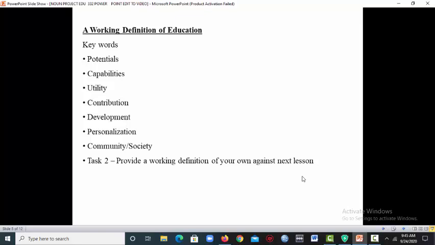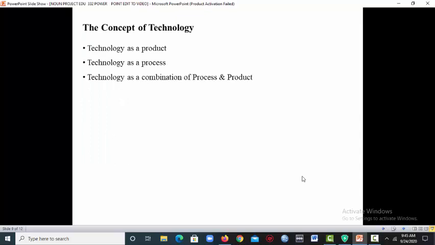So now let us try and look at what we can call a working definition of education. To me, education should be that which recognizes the fact that somebody has potentials and capabilities which he is able to utilize for the development of himself and that of the community in which he lives. So if you are able to demonstrate that, then you are talking of education. The task I want you to do is to provide what you consider as your own working definition of education against the next class.